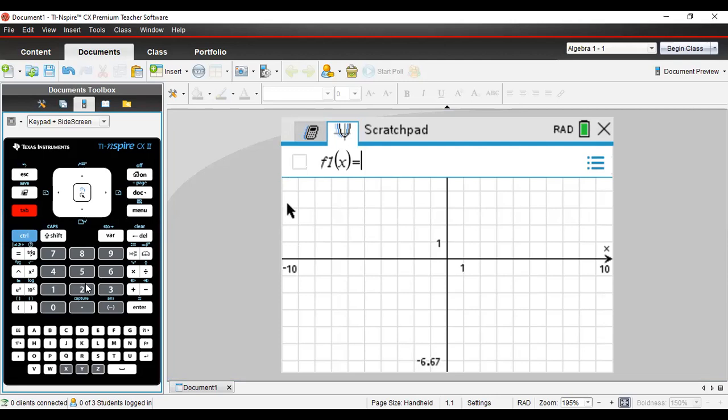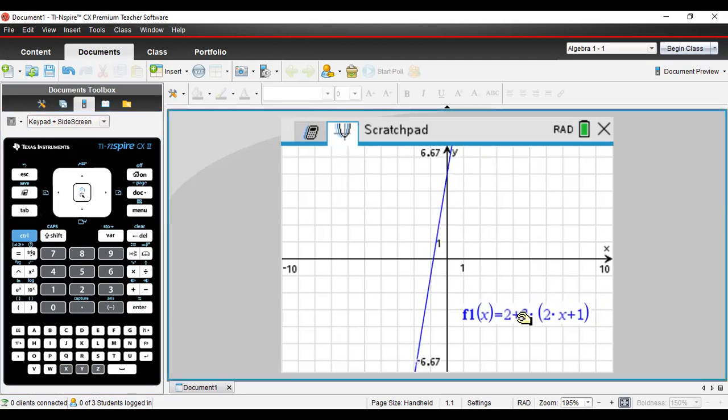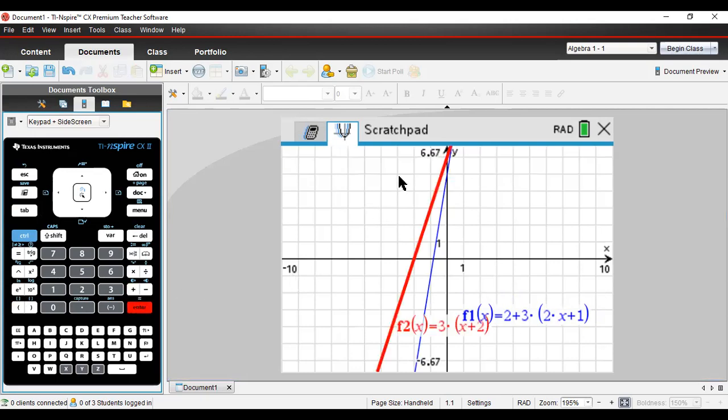So now we're going to go 2 plus 3 and parentheses, and now we're going to replace the a with an x, and then we're going to go plus 1, and we're going to press enter. All right, so that's what the left-hand side of the equation looks like. It's a straight line. Now we're going to press tab again, and we're going to enter the right-hand side. So it's going to be 3 parentheses x plus 2, press enter, and that's the red.